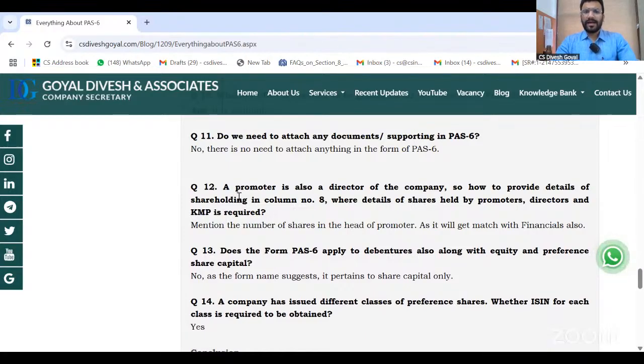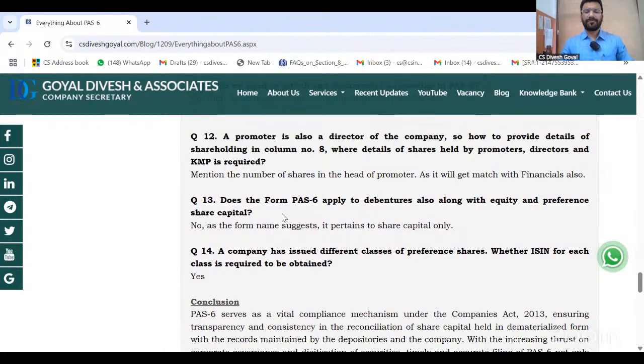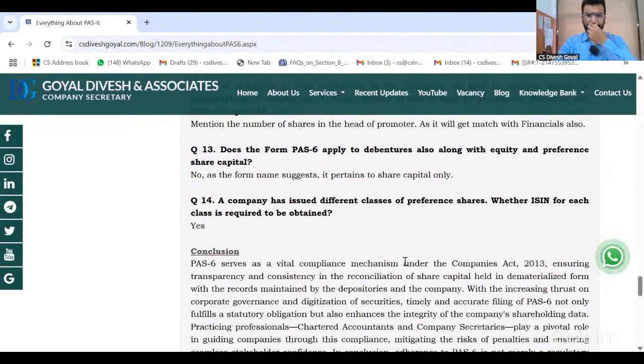One thing: a person is a promoter in the company as well as a director of the company. So how to provide the details of the shareholding in column number 8? See, if a person is a director as well as a promoter in the company, then mention the details in the promoter column or the director column, any one column. It is totally your choice. The government has not given any clarity on this. But I will suggest going with the promoter column so that it will match your balance sheet also.